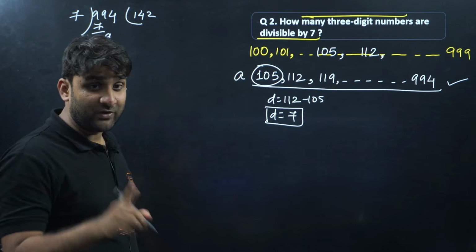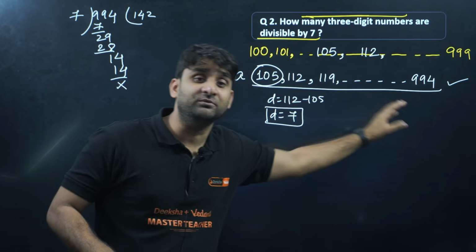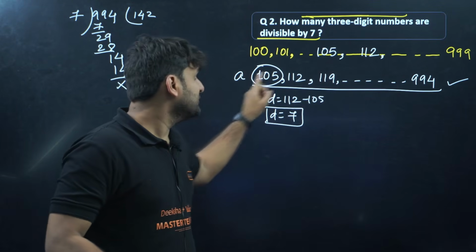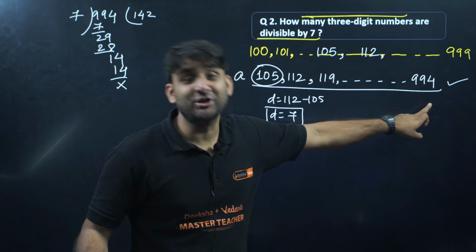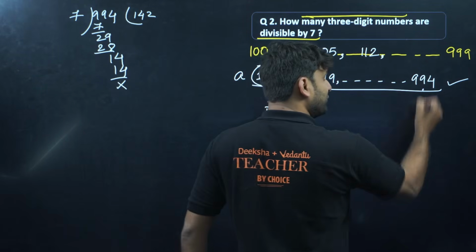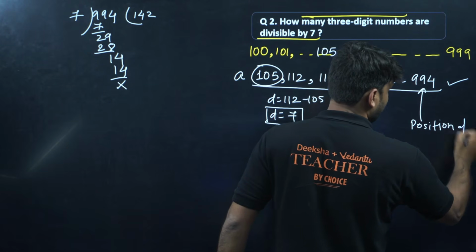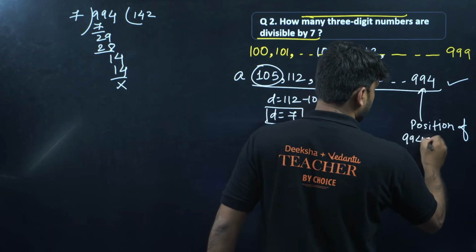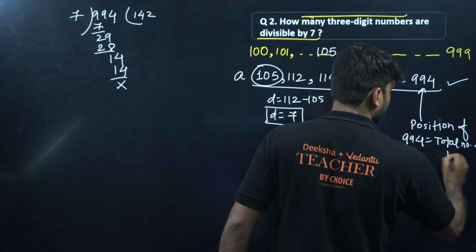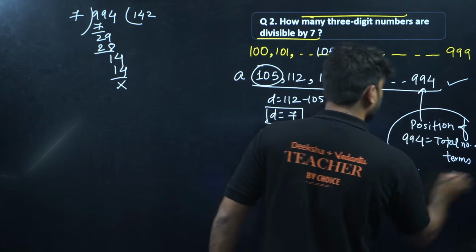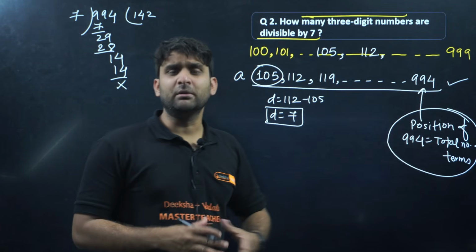112 minus 105. But the question is, how many numbers? So we have to find out the number of terms. How many numbers are there from 105 to 994? So my dear champion, if 994 is the last number, then the position of 994 will be the total number of terms. Simple. Clear, everyone? Yes, the position of 994 will be the total number of terms.